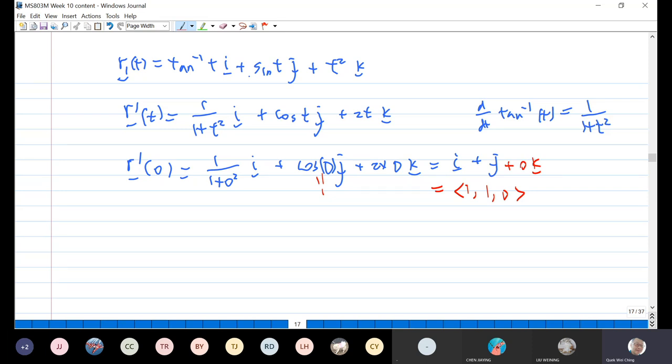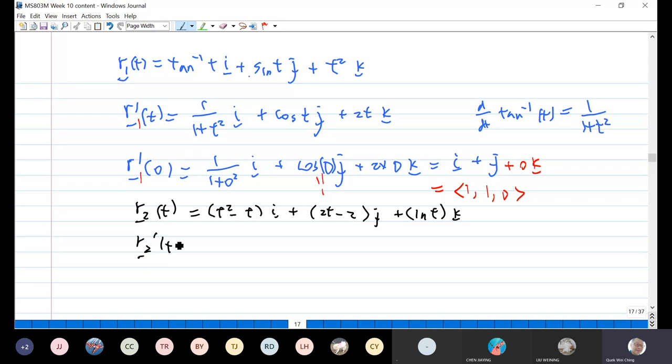So this is for the first curve. I find the tangent to the graph is this one. Now the second curve, r2 now. Just now was r1 there, so I'm making sure that here it's r2. r2 t, you get t squared minus t times i plus 2t minus 2 times j plus ln t. So we do differentiation, r2 prime t. This one you get 2t minus 1 now.